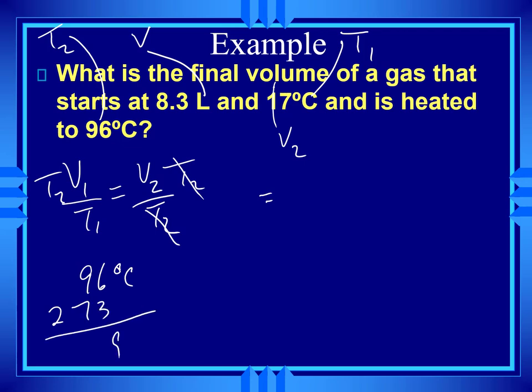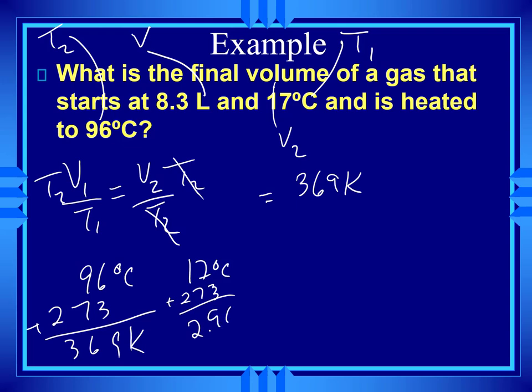So I end up with T2, 96 degrees Celsius plus 273 is 369 Kelvin. And 17 degrees Celsius plus 273 is 2.90 times 10 to the second.